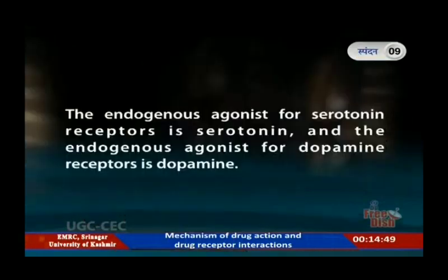Receptors can be activated by agonists, either endogenous such as hormones and neurotransmitters, or exogenous such as drugs, resulting in a biological response. A physiological agonist is a substance that creates the same bodily responses but does not bind to the same receptor. An endogenous agonist for a particular receptor is a compound naturally produced by the body that binds to and activates the receptor. For example, the endogenous agonist for serotonin receptors is serotonin, and the endogenous agonist for dopamine receptors is dopamine.